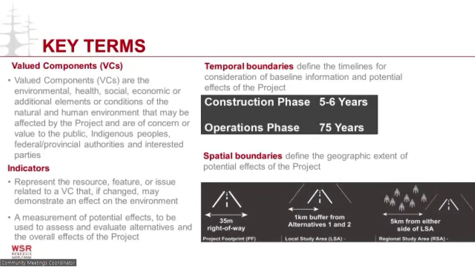Before we go further, let's review some key terms. Valued components, or VCs, are what are to be studied in the EA and IA. Indicators are the ways to measure potential effects for VCs. Temporal boundaries is the timeline for assessment, and spatial boundaries are the geographic areas for assessment.